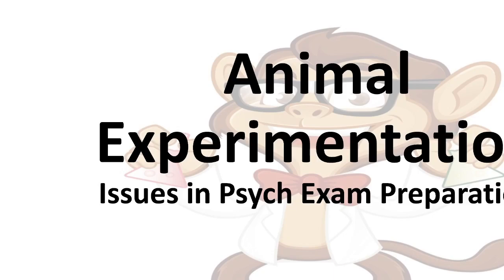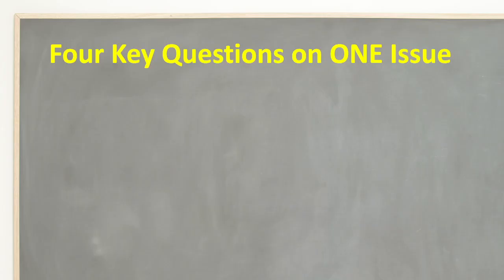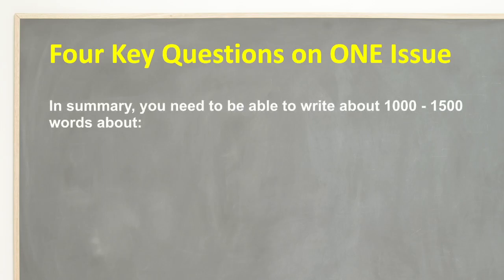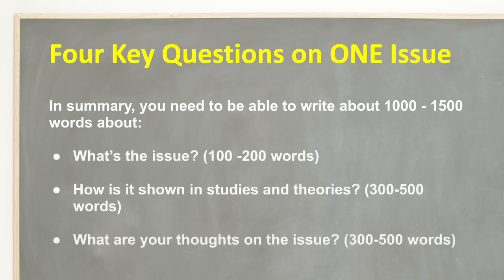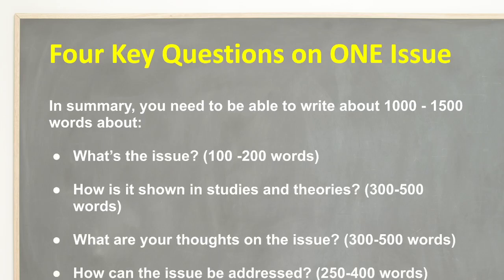Quickly review, there are 4 questions you need to be prepared to answer on the issue of animal experimentation. What's the issue? How's it shown in studies and theories? What are your thoughts on the issue? And how can it be addressed? All right, and there's a guideline so you can figure out the general amount of content you need to be able to know and take notes on in your preparation.